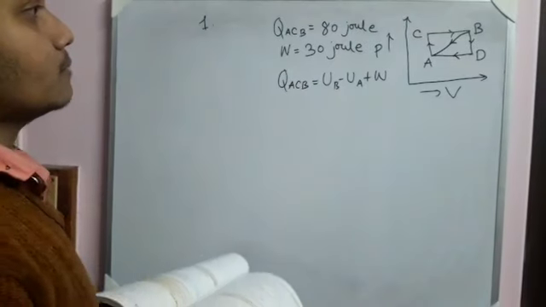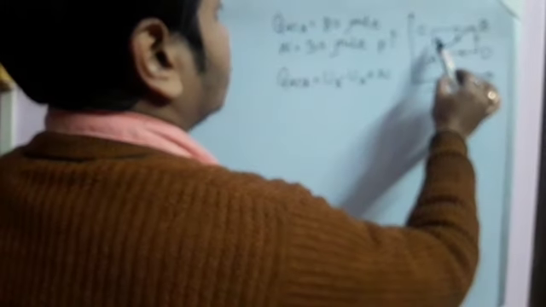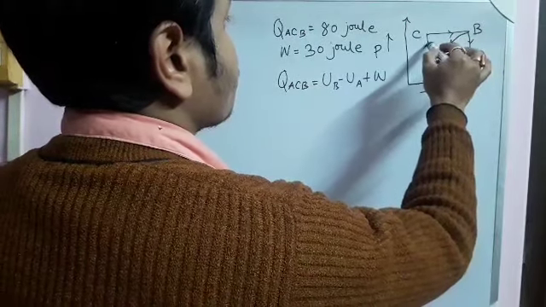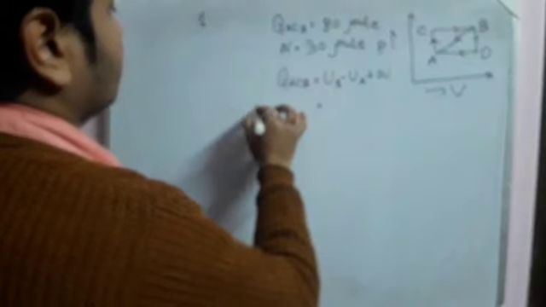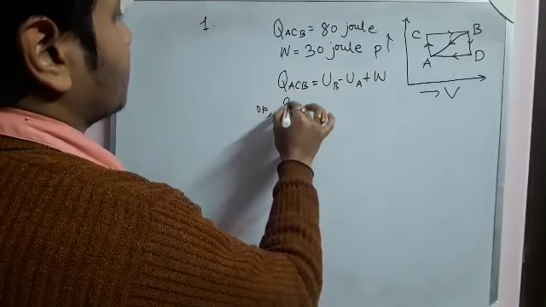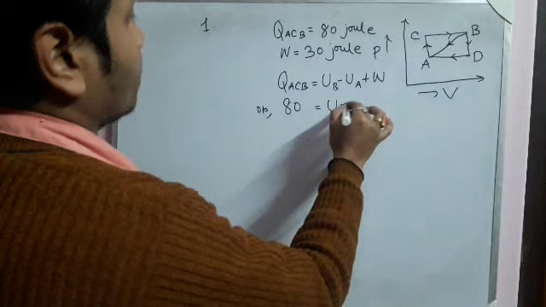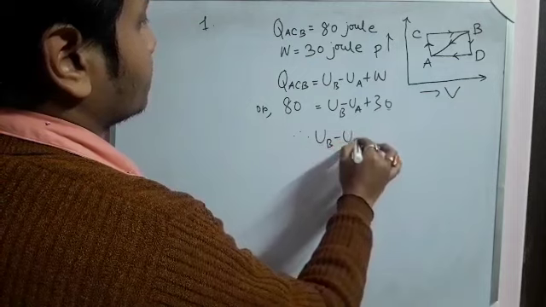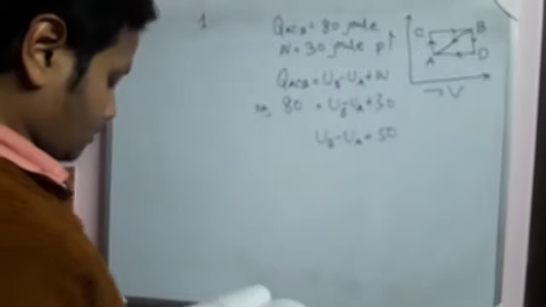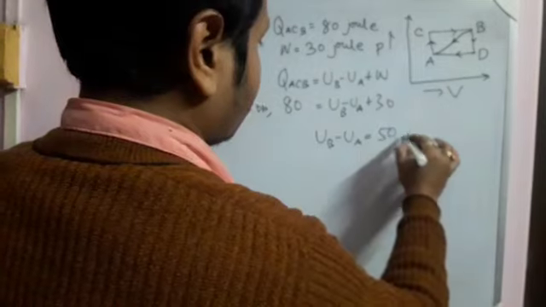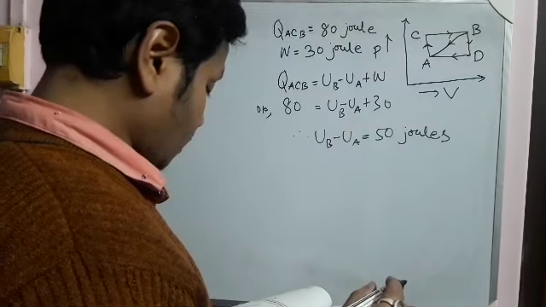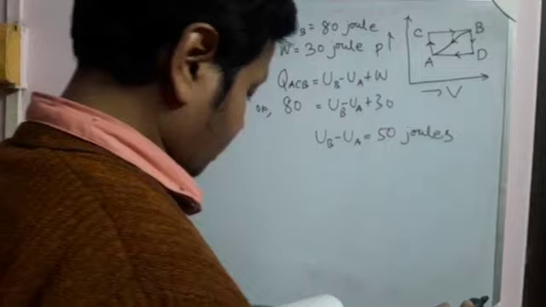And here we take this as positive. That means QACB is 80, this is UB minus UA, and this is 30. So what we get, UB minus UA, that is the change in internal energy, is 50 joule. Now the question is how much heat flows into the system along the path ADB if the work done is 10 joule.